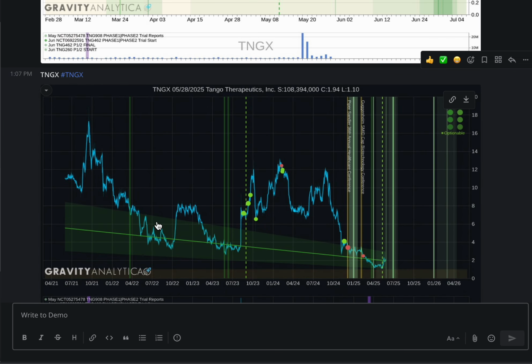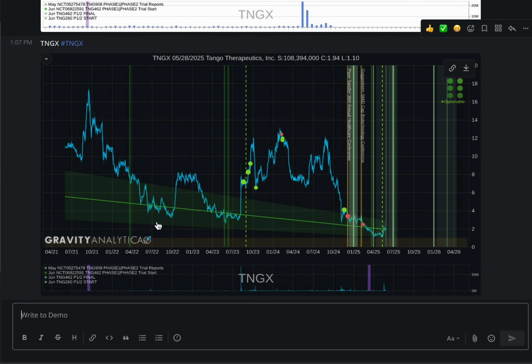So I hope that gives you a basic understanding of how this works and what the tool is designed to do and how to actually read a chart.